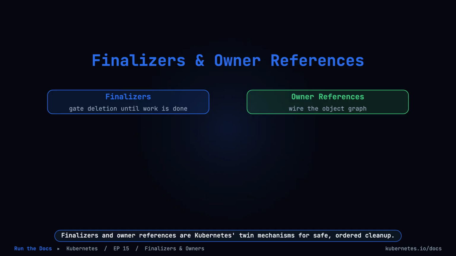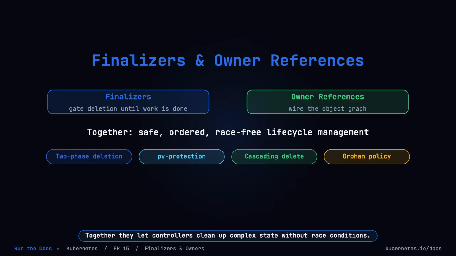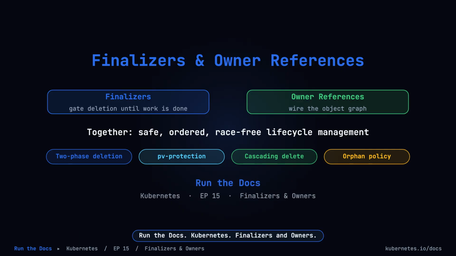Finalizers and owner references are Kubernetes' twin mechanisms for safe, ordered cleanup. Finalizers gate deletion until work is done. Owner references wire the object graph. Together, they let controllers clean up complex state without race conditions. Read the docs, Kubernetes, finalizers, and owners.